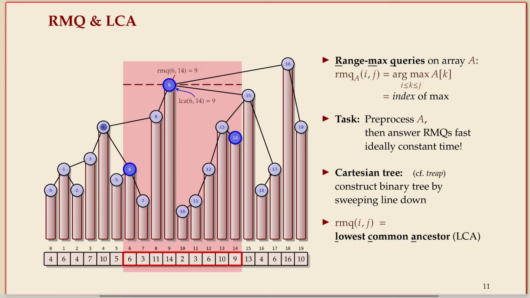If you've done that, you can go to the nodes of label 6 and 14, if that is the range you're interested in, and you find their lowest common ancestor, and that has to be the range max. All right? So again, finding the range maximum in a range means take the two outermost nodes, vertices in the tree, and find their lowest common ancestor.